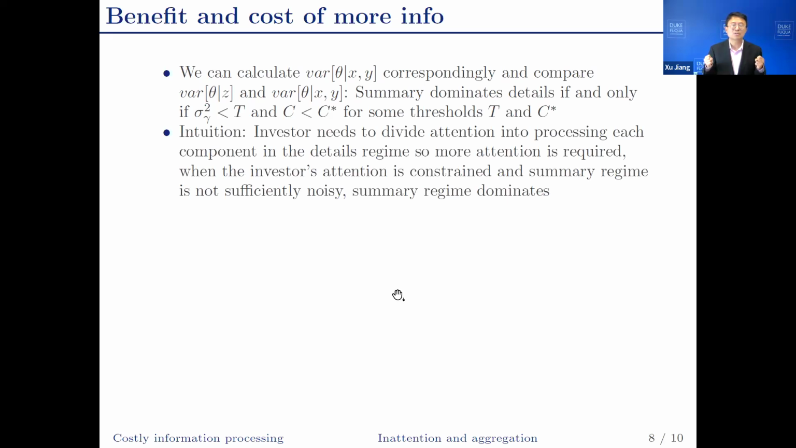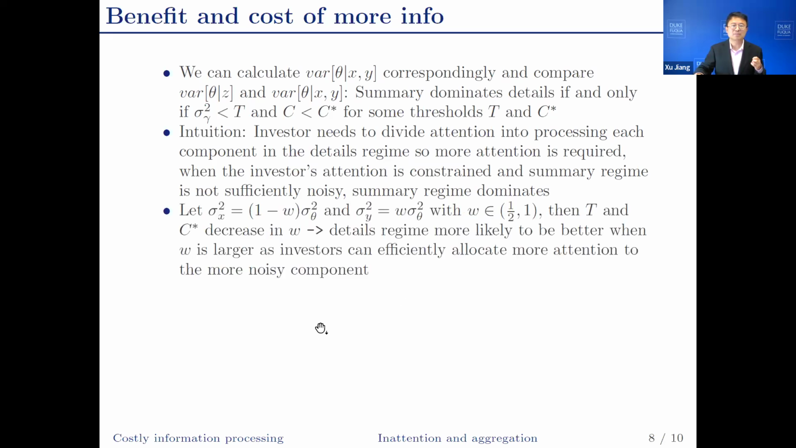So here's the intuition. In the details regime, the investor needs to divide attention into processing each component. So that requires more attention. When investors' attention is constrained, they do worse in processing multiple signals. And if the summary regime is not sufficiently noisy, then in the summary regime, they actually get a pretty good signal. So the summary regime is going to dominate.